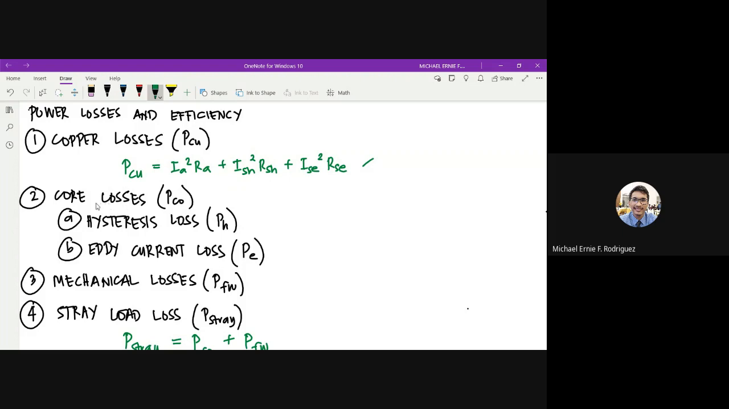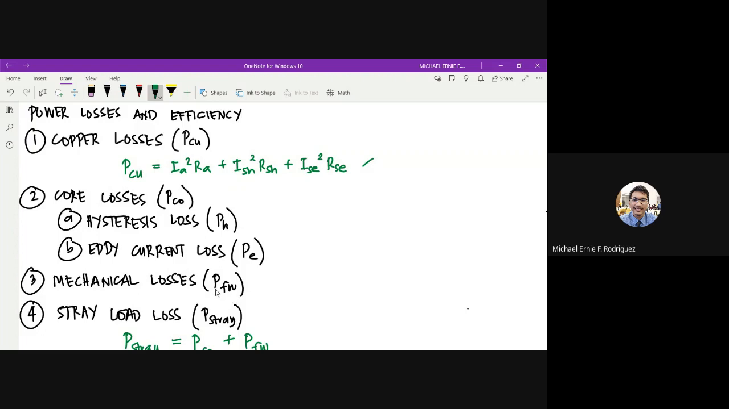And then for the next, meron tayong tinatawag na core losses, that is PCO. Meron kang dalawang core losses: hysteresis loss, PH, and eddy current loss, PE. And then the next one, syempre kasi generator yan, meron yang mechanical action, mga friction, frictional forces. So you have your mechanical losses, or that is PFW. Ang FW ay friction and windage. So yun yung losses natin for mechanical.